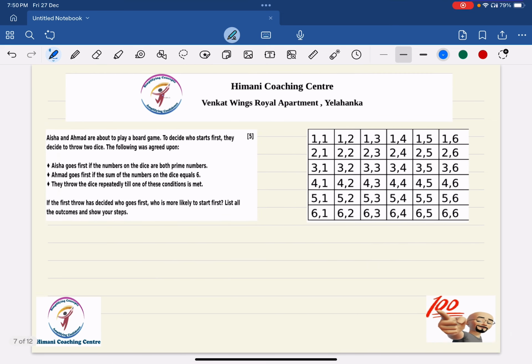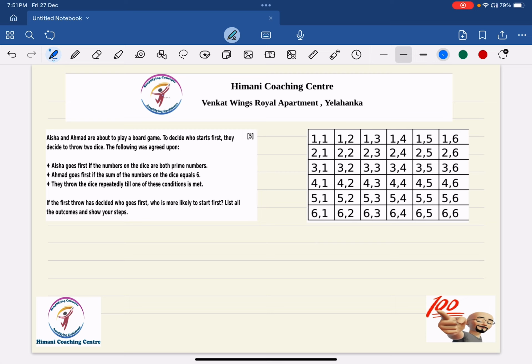Now let us move to the next question. Again, if you can see, this is a 5 marker question. Aisha and Ahmad are about to play a board game. To decide who starts first, they decide to throw 2 dice. Following was agreed upon. Aisha goes first if the numbers on the dice are both prime numbers. Ahmad goes first if the sum of the numbers on the dice equals 6. They throw the dice repeatedly till one of these conditions is met. If the first throw has decided who goes first, who is more likely to start first?